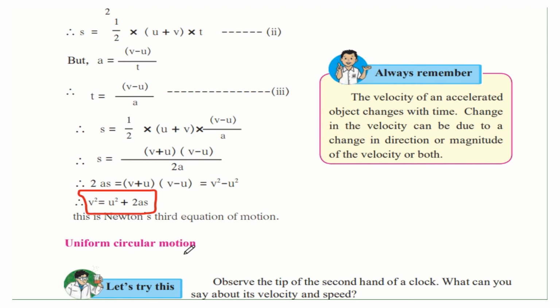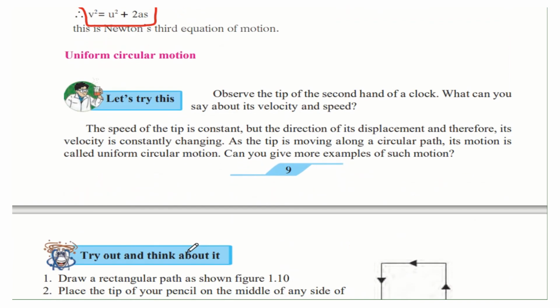Uniform circular motion is our next topic. So now all this while we have been seeing the motion of an object in a straight line, but now we will study circular motion. Let's try this. Observe the tip of the second hand of a clock. What can you say about its velocity and speed?